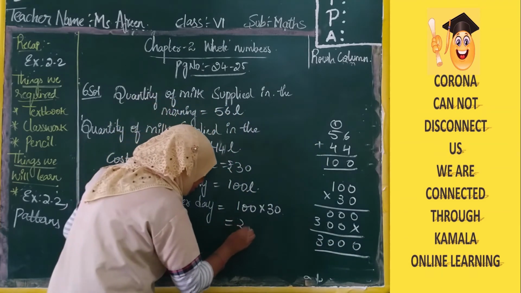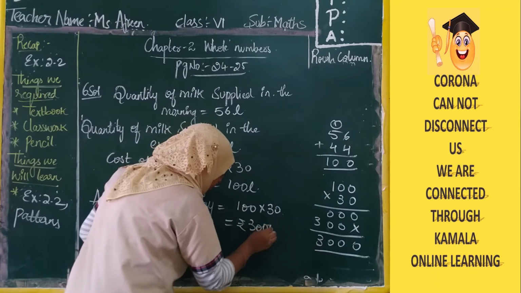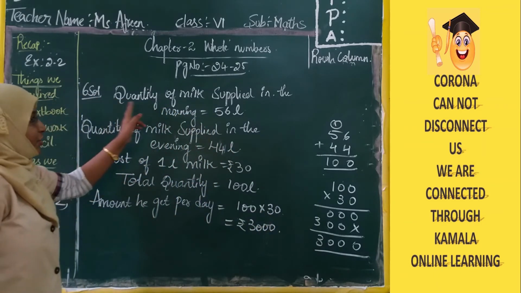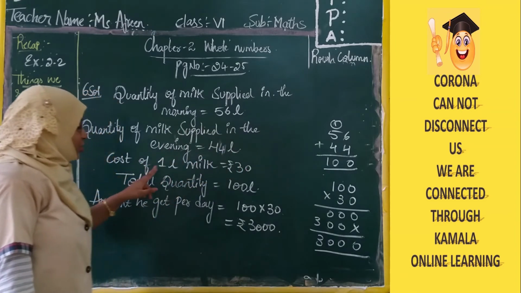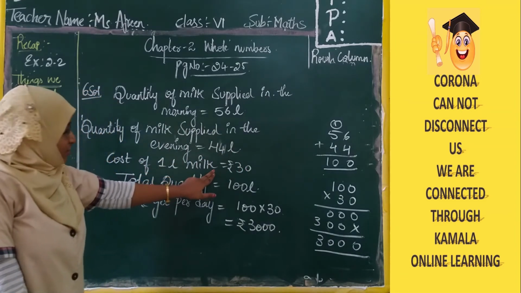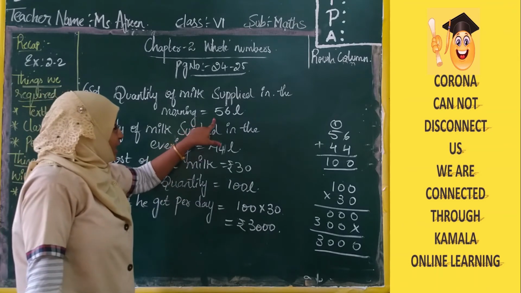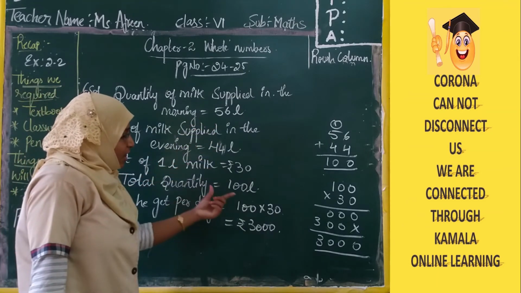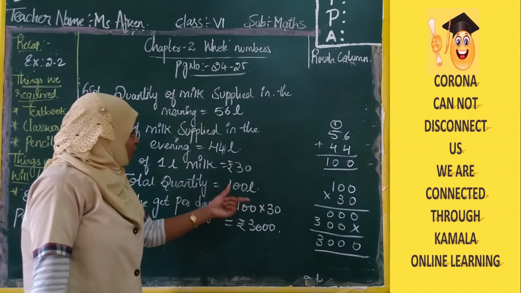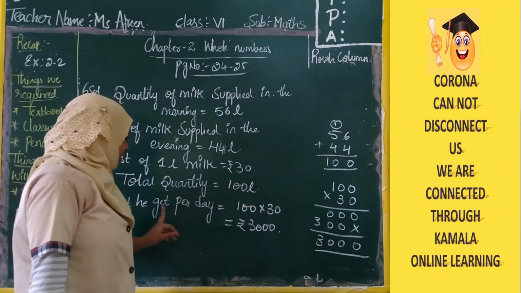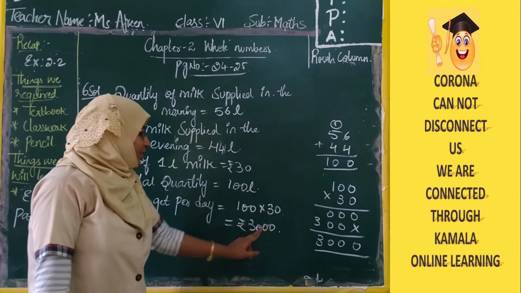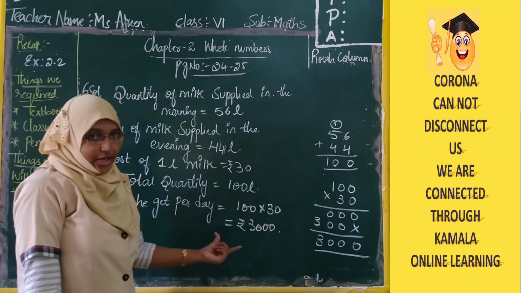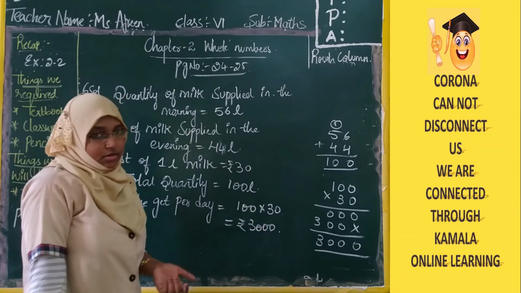3000 rupees. So firstly, quantity of milk supplied in the morning, quantity of milk supplied in the evening, cost of 1 liter of milk. This is what they have given. We have found the total quantity. We have added 56 liters and 44 liters. We got total as 100 liters. Cost of 1 liter milk is 30. So we want to find how much amount he gets per day. So 100 into 30 we get 3000. So per day he gets amount 3000 rupees.